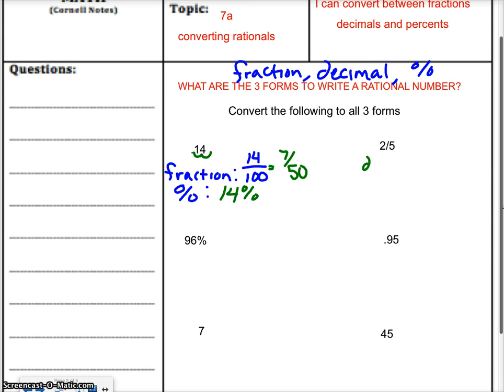2/5, now I need to turn it to a decimal since it's already a fraction, and a percent. So to turn it to a decimal in my calculator, I'm going to divide it by 5 is 0.4. In percent, I need to move 2 spots to the right. So there's 1, placeholder 0, looks like it's 40%.